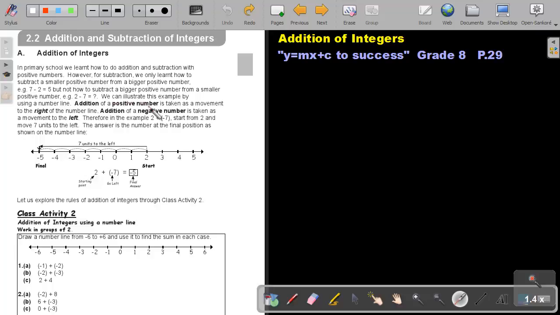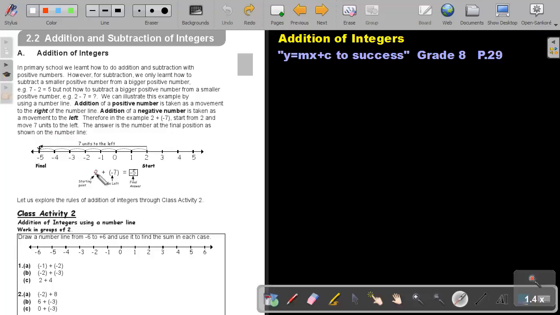Addition of a positive number is taken as a movement to the right of the number line. Addition of a negative number is taken as a movement to the left. Therefore, in the example, 2 plus negative 7, start from 2 and move 7 units to the left. The answer is the number at the final position as shown on the number line.